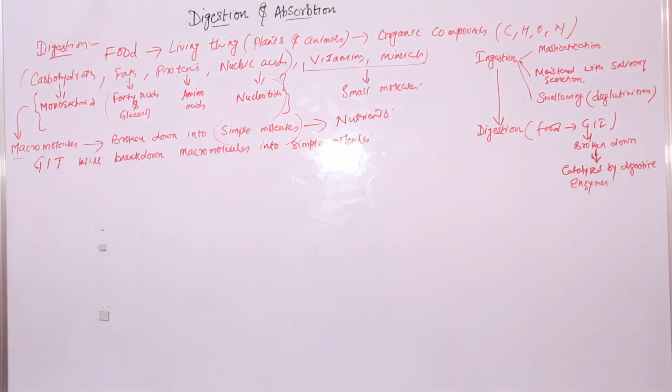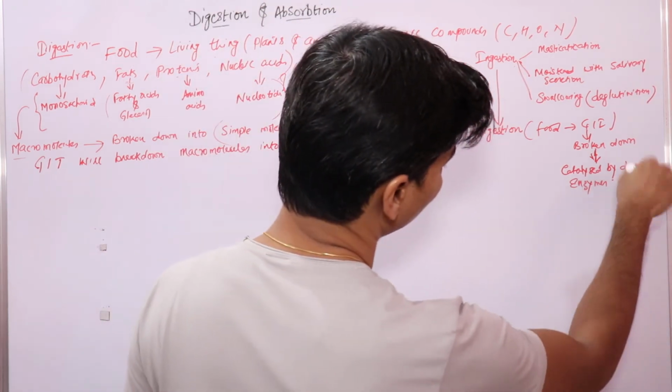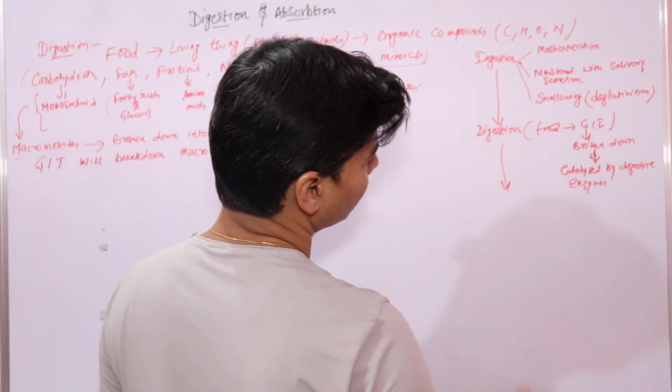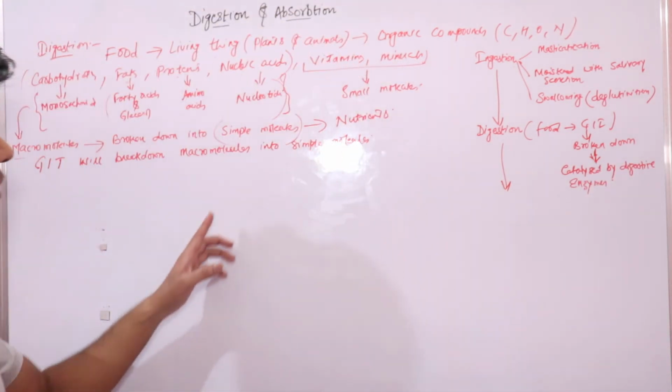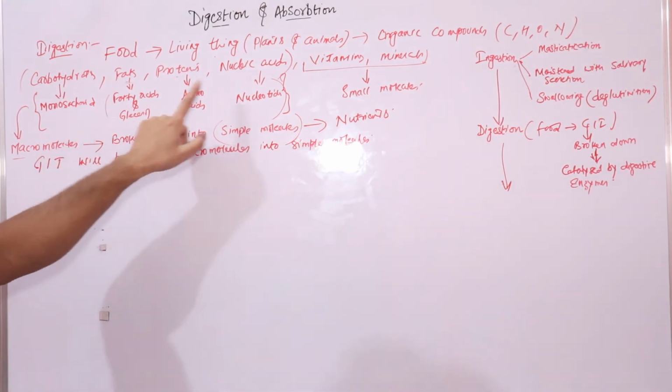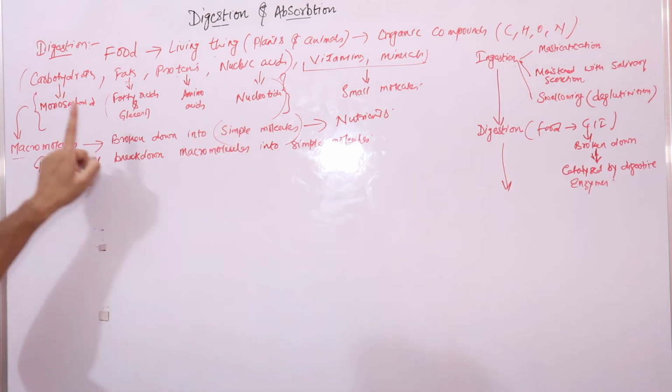digestive enzymes, which are secreted by our body organs, which are your liver, your pancreas, and your small intestine. We would be discussing this in future lectures. Now, one small thing you need to understand: once this food is digested, or catalyzed by digestive enzymes, it's broken down into simple molecules. Simple molecules are fatty acids, amino acids, monosaccharides.